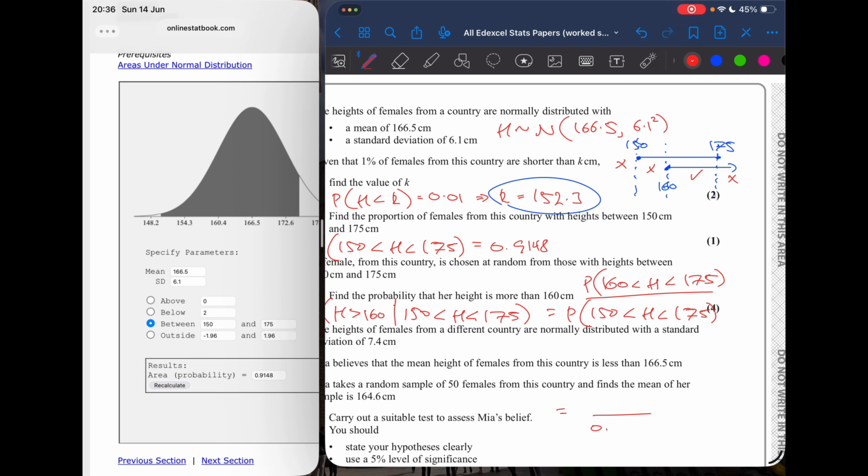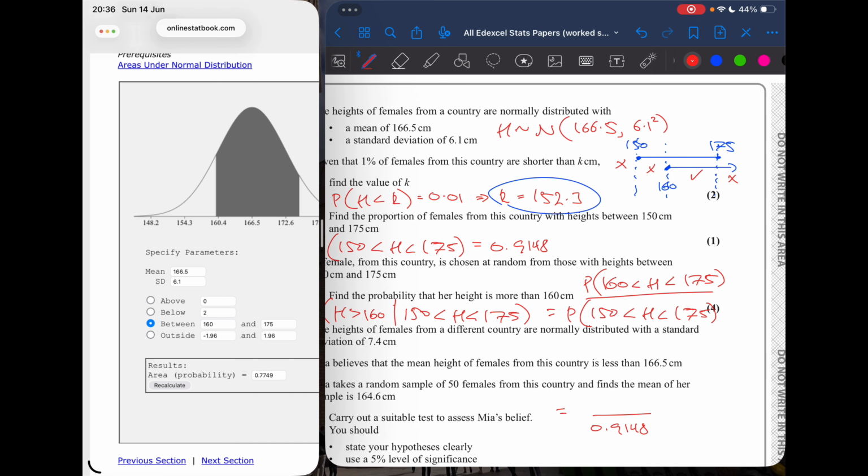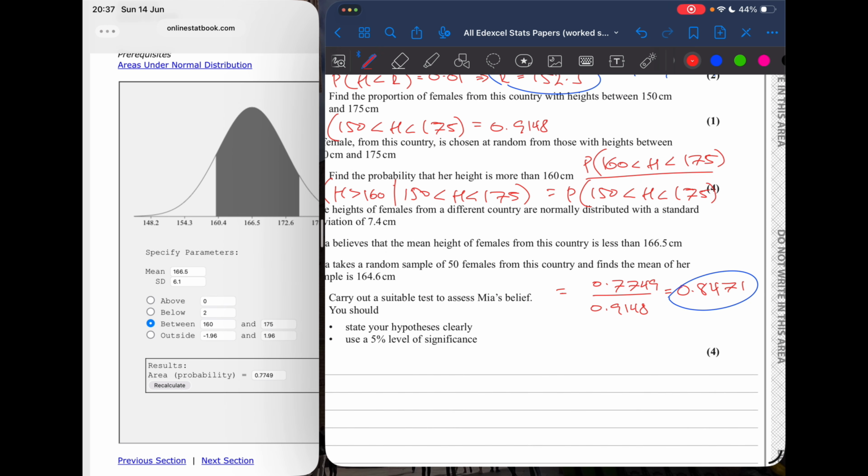The bottom of that is that 0.9148 we found. And the top we'll get from the calculator. So by 150, I changed to 160. So now we're between 160 and 175. I get a new number of 0.7749. And let's do my division. So what do we have? Fraction 0.7749 over 0.9148 gives me an answer of 0.8471. And that is what the mark scheme says. So that's a good sign. Let's keep going.